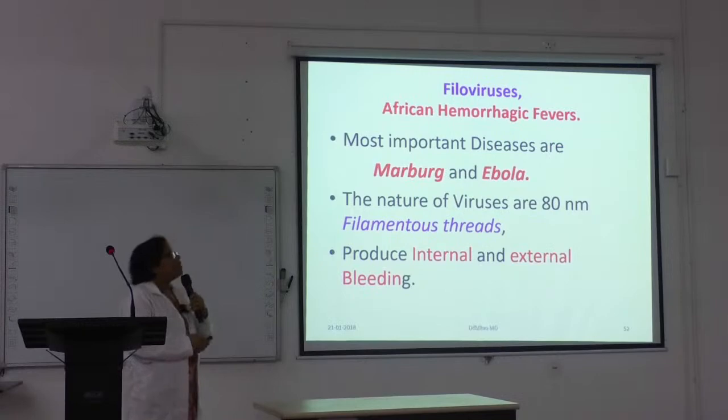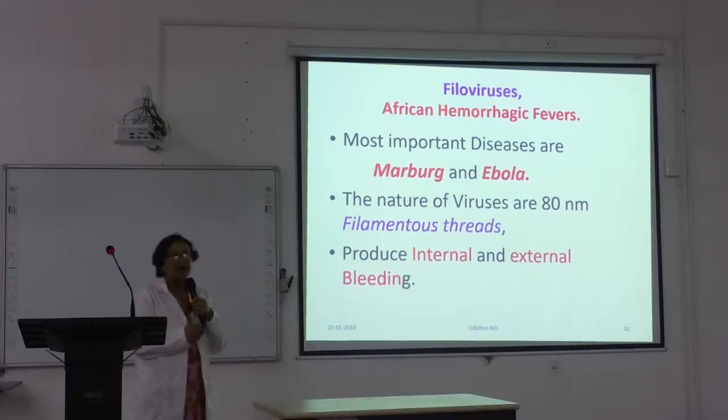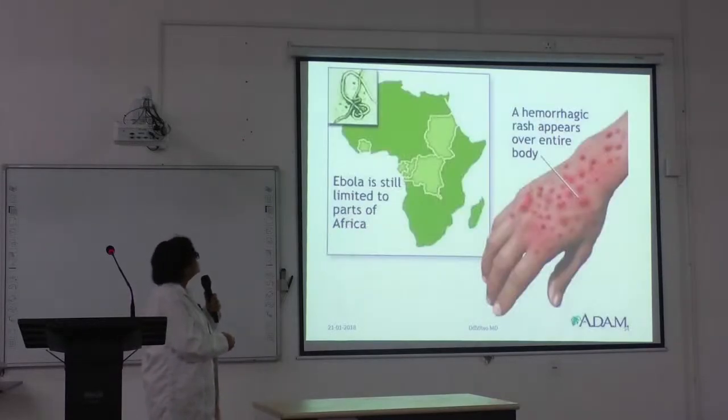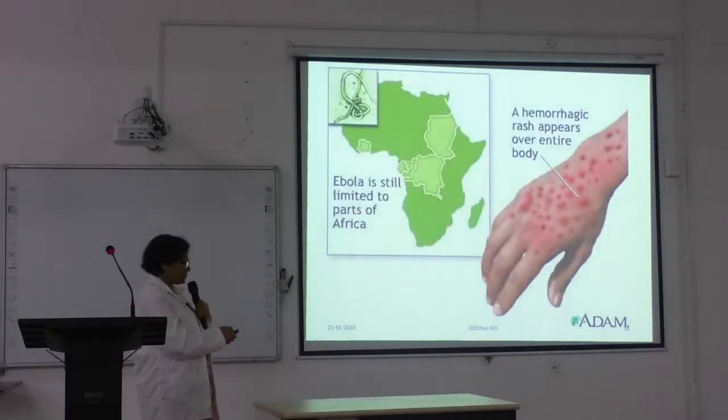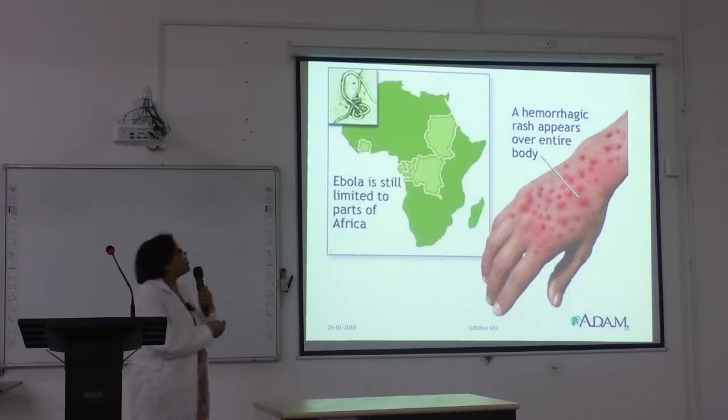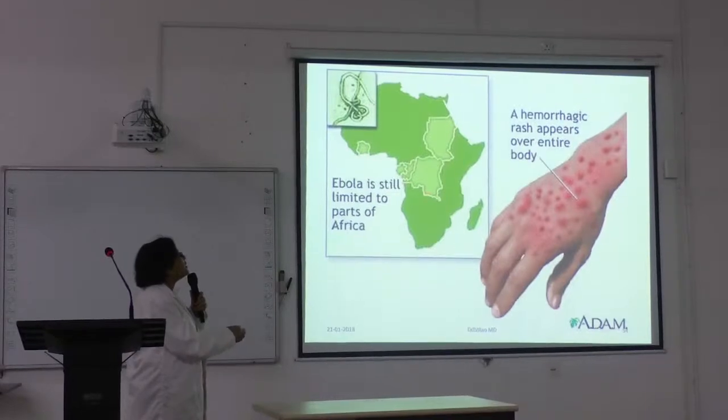Another is African fever, Marburg and Ebola. It is restricted to Africa, and the virus is filamentous, thread-like. You can see the rash. The virus is filamentous, thread-like, and it is only restricted to some parts of Africa.